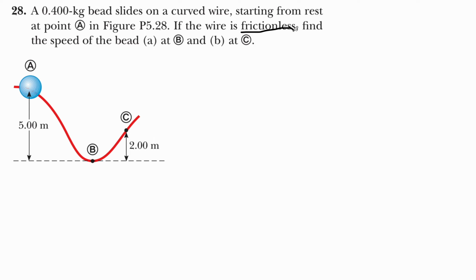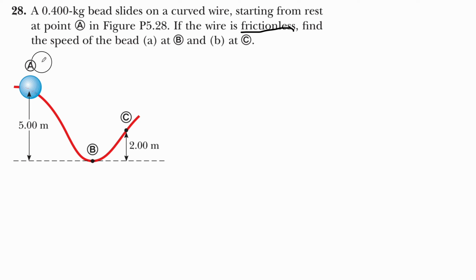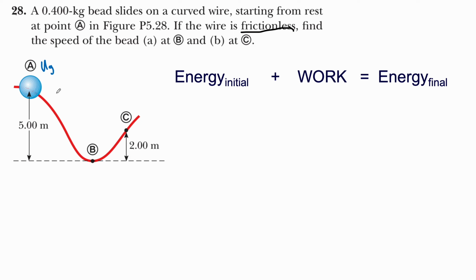At point A, the bead has gravitational potential energy, but no kinetic energy. And we can very quickly solve this then using the work energy theorem. So the initial energy in this case is purely gravitational potential energy, mgh. And so just plugging in the mass of the bead, I'm using 10 for gravity, and the initial height is 5 meters. We get that.